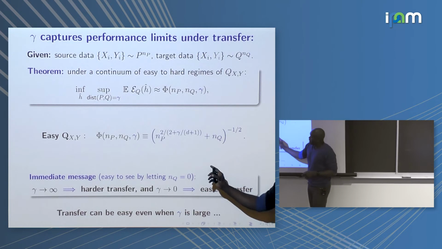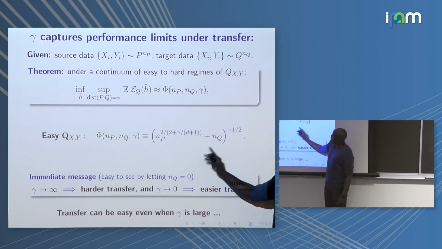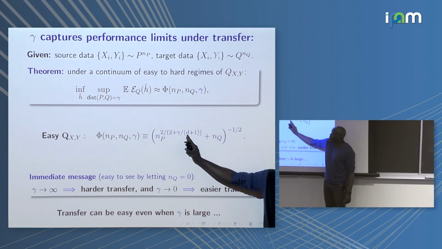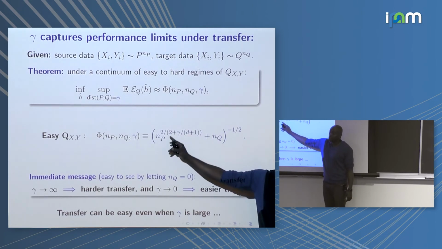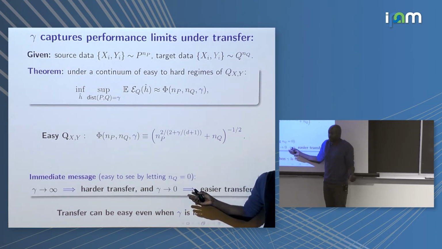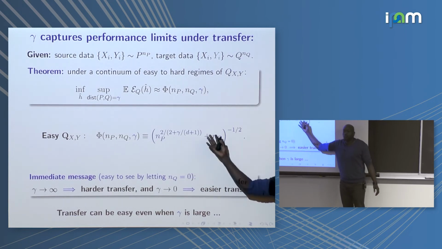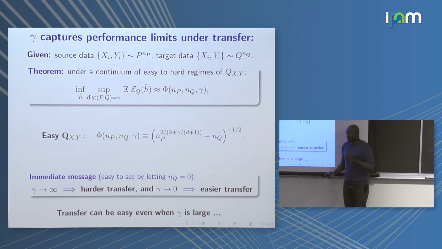So the immediate message is that transfer is harder as gamma goes to infinity. If you look here, as gamma goes to infinity, the contribution by the source, the effective source data size, is 0. Okay? And as gamma goes close to 0, the source contributes more to the information under P.